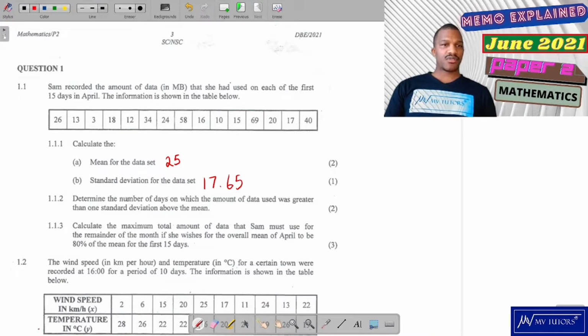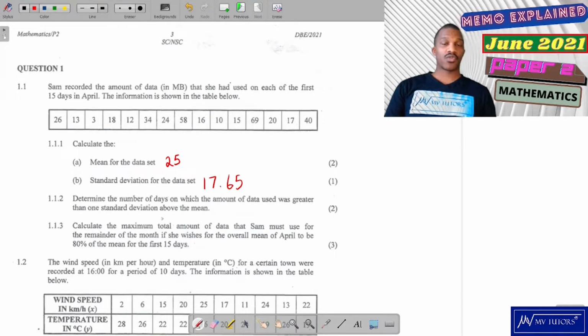And then it says determine the number of days on which the amount of data used was greater than 1 standard deviation above the mean. The first difficulty of a question is understanding what it wants, understanding the English behind it. If you understand what the question wants, you are most likely to answer correctly. But if you don't, you're most likely not to.